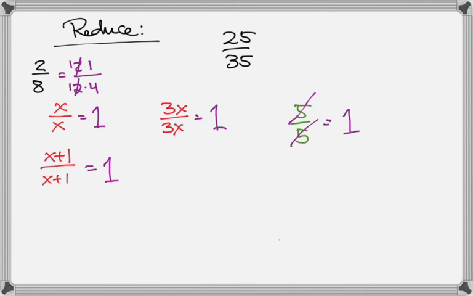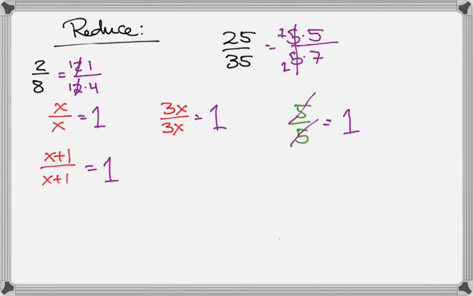What about 25 over 35? 5 over 7. Take the greatest common factor out. 25 is 5 times 5, and 35 is 5 times 7. If we reduce it, that ends up being 1, then we get 5 over 7.